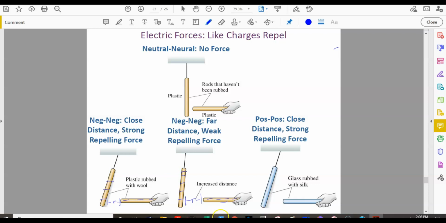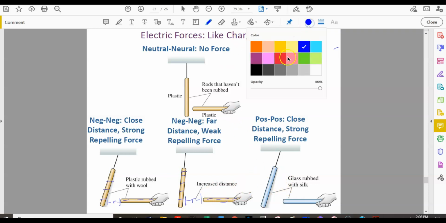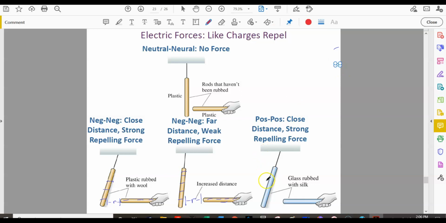All right. If you have glass rubbed with silk, again, I mentioned this earlier, silk is smoother than glass. Sounds weird, but it is true. And so when you rub neutrally charged silk with glass, the glass is more rough, so it's going to give its electrons to the silk, and now the glass is going to be positively charged.